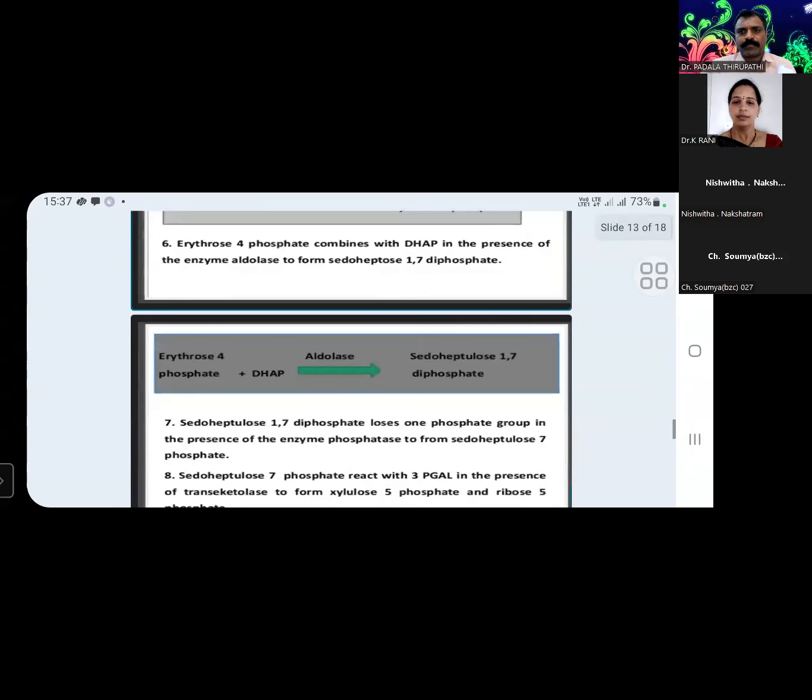Erythrose 4-phosphate plus dihydroxyacetone phosphate gives pseudoheptulose 1,7 diphosphate. Erythrose is 4 carbon, dihydroxyacetone is 3 carbon, so 4 plus 3 is 7 carbon, in the presence of the aldolase enzyme. So 2 phosphates are added, as in pseudoheptulose 1,7 diphosphate. It then loses 1 phosphate group.